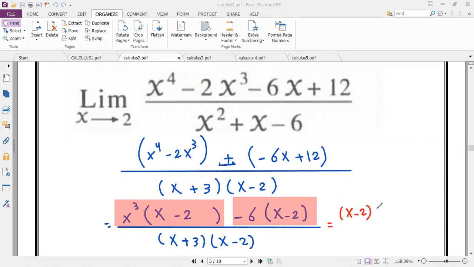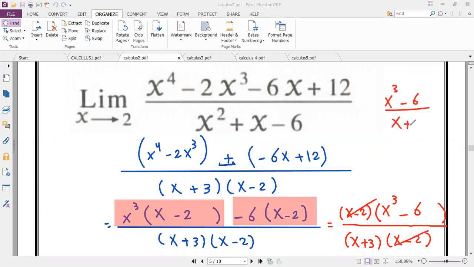When taking x minus 2 as a factor, you are left with what now? x cubed minus 6, all divided by x plus 3 and x minus 2. Then you will cancel x minus 2 with x minus 2. We end up with x cubed minus 6 over x plus 3. Then we put 2 in this function instead of x. So it's 2 to the power of 3 minus 6, all divided by 2 plus 3. So it's 8 minus 6, 2 over 5. That's it.